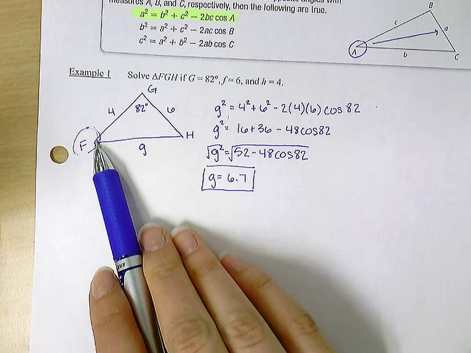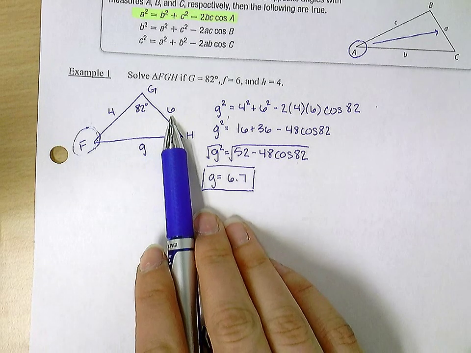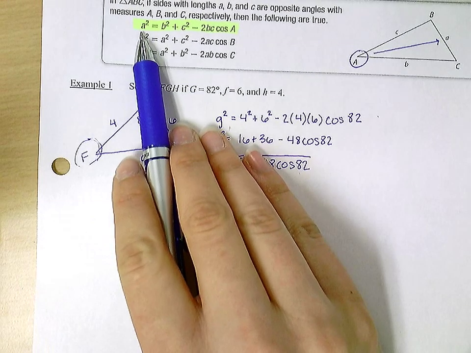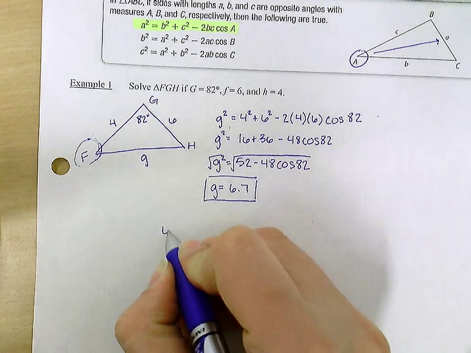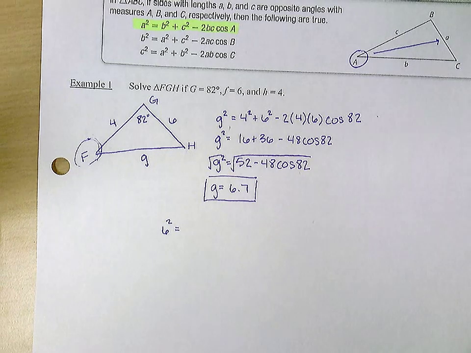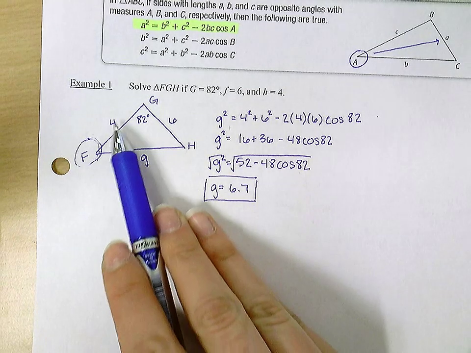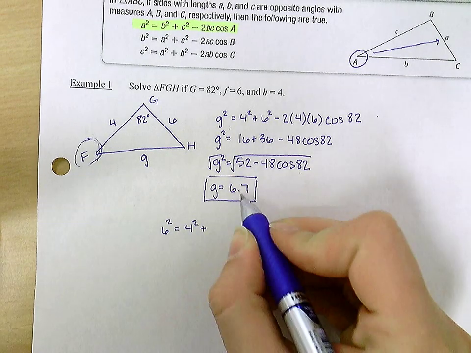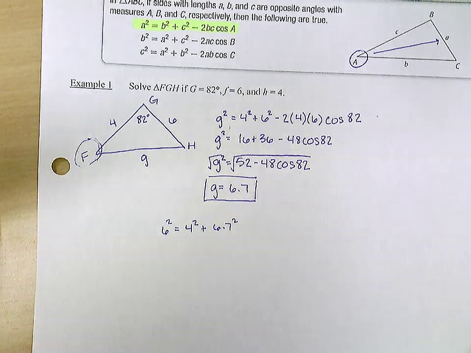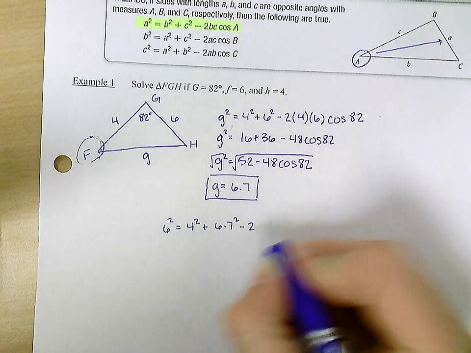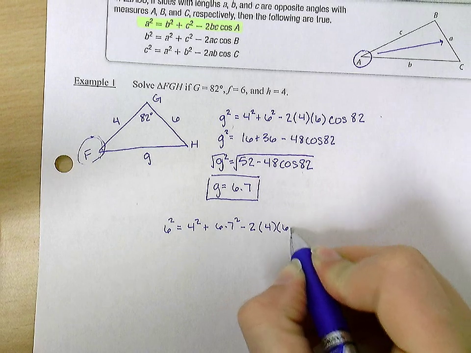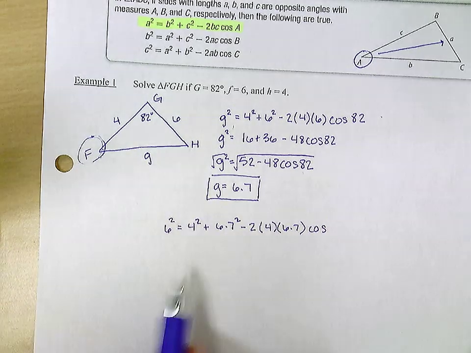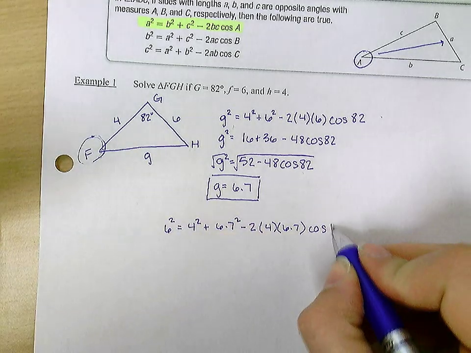So that means the opposite side to angle F is 6, right? So 6 has to go in this a squared position then. Okay, so I have 6 squared is equal to my other two sides squared and added together, right? So I have 4 squared plus, I just found g, that was 6.7 squared, minus 2, again, times those two other sides, then cosine of the angle opposite the side I started with here. So that's cosine of angle F.